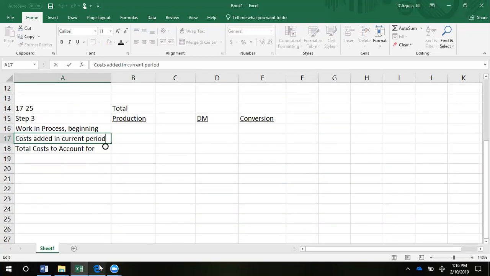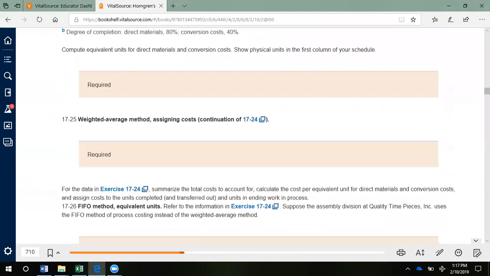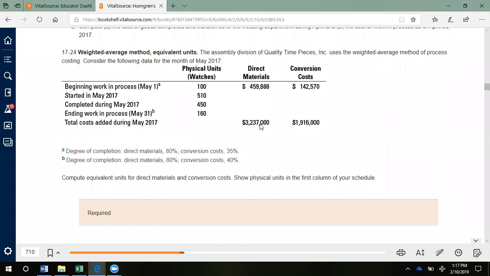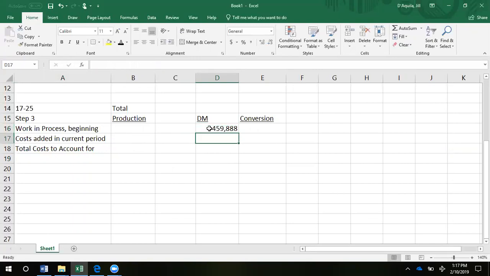Work in process. Let's go back to the information we were given. We have $459,888 for materials. We've got $142,570 for conversion. These were the costs that were added. So let me just take those numbers and slate them in here. $459,888, $142,570.